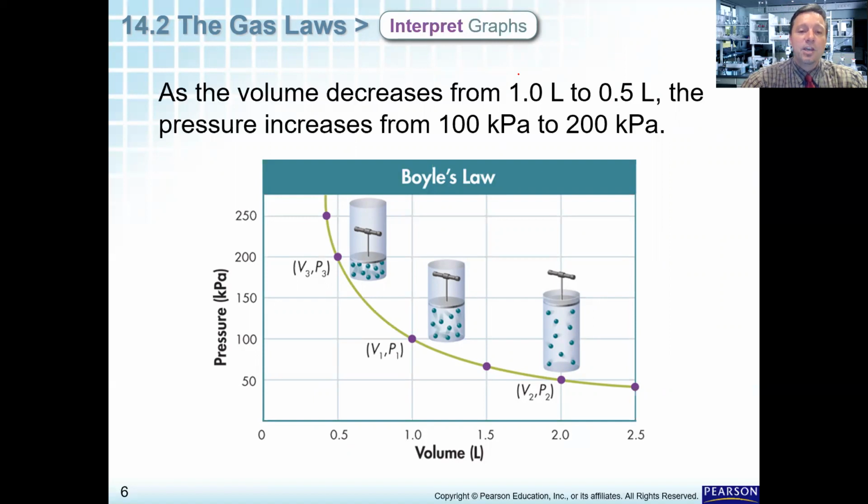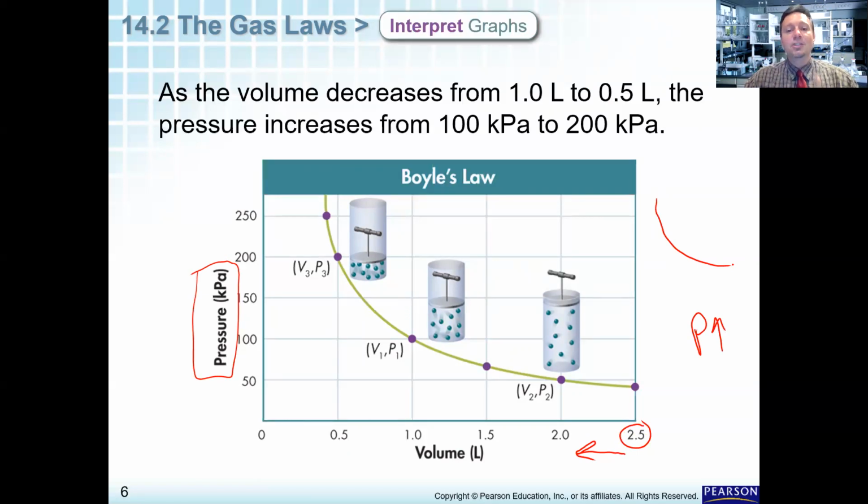So when you read this, say you start off with a volume of 2.5 liters, and you take that volume and you decrease it. Look at what's happening to your pressure, which is over here on the y-axis. As you decrease the volume, the pressure increases. So this is a curved line. It's not straight. You're going to see the other graphs are going to be straight lines, but this one's a curved line. That is an inverse relationship.